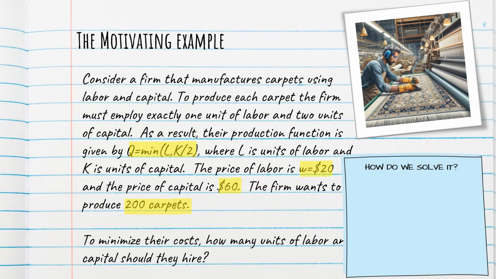How do we approach solving this question? We know there is not going to be a tangency condition because the isoquants for this production function are those right angle shapes. So instead, we're going to use the no waste condition. The no waste condition is that the arguments inside this minimization function have to equal each other. So L equals K over 2. And in addition to that no waste condition, we have to meet our production goal. So we have our isoquant condition, which tells us that the output in this case has to equal 200. So we have a no waste condition and we have a production constraint. 200 units must be produced.